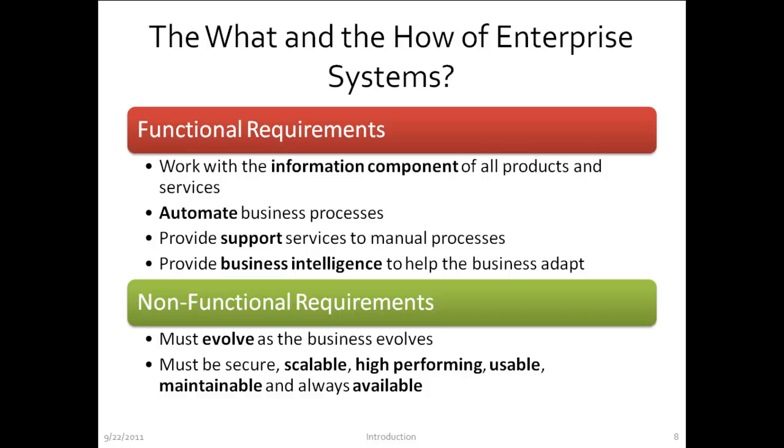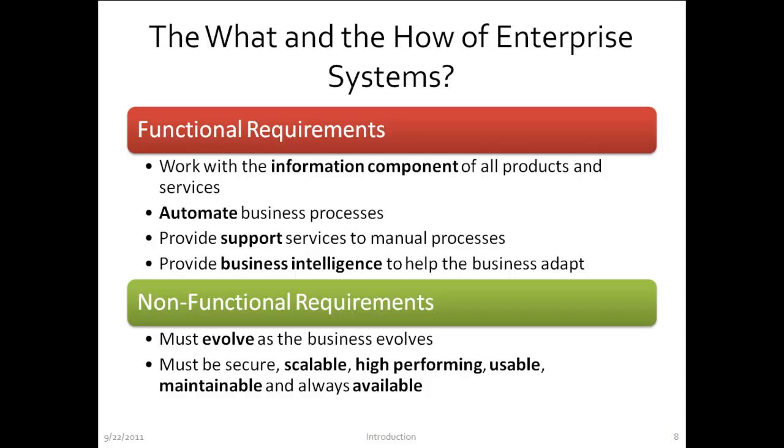So what do enterprise systems do? Well, for the moment speaking purely with respect to function, enterprise systems work with the information component of products and services. All products and services and processes have an information component. For example, a laptop has information about its components inside and the software on it. The information intensity of the products, processes, and services of an enterprise determine the impact its enterprise systems will have on that enterprise. For example, enterprise systems could automate business processes.